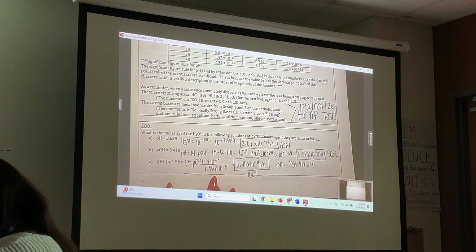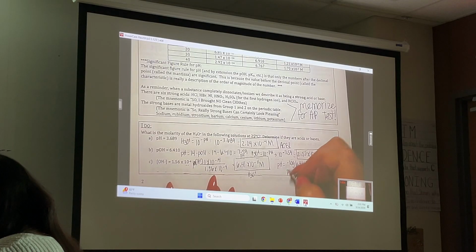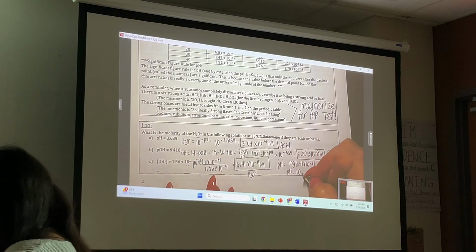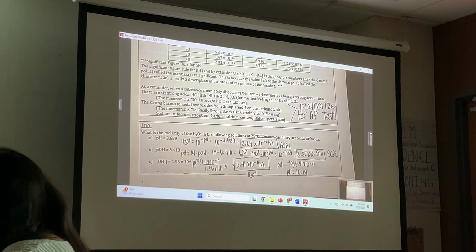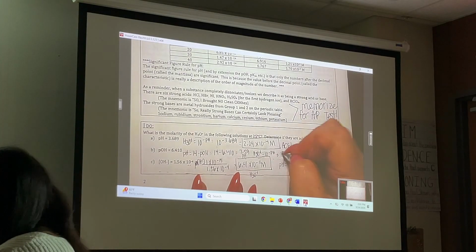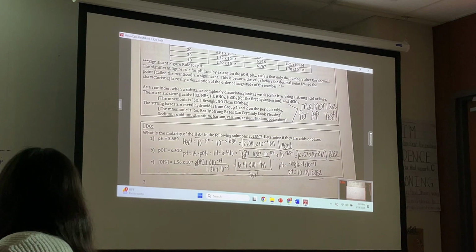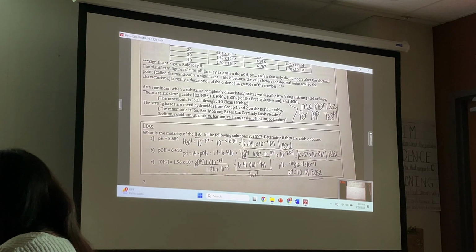Negative log of my answer. I'm going to get a pH of 10.19. All right, if my pH is 10.19, do I have an acid or a base? Simple, easy to flow math. Questions, comments, concerns? No, right?